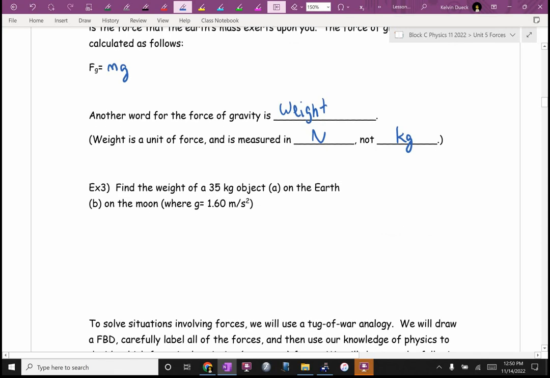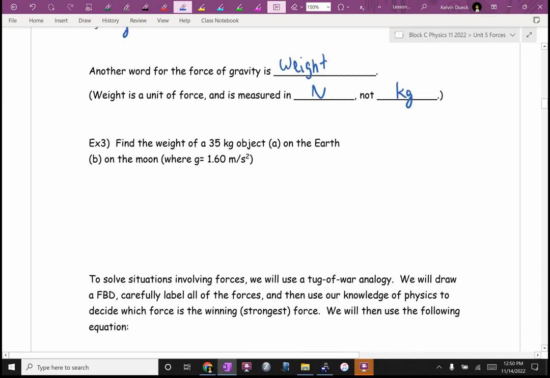What if you're not on the Earth? Good question. Example 3 says, find the weight of a 35-kilogram object A on the Earth, B on the Moon. Let's put a little A right there. Let's draw a line down the middle of the page. B right there.